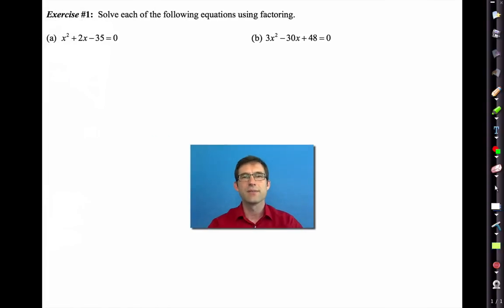In the last lesson, we saw one of the most important equation solving techniques ever invented, the zero product law. The zero product law said, if we have an expression equal to zero, and we're able to factor that expression, then we can figure out the zeros of the expression by simply setting each of the factors equal to 0. So, exercise 1 asks us to solve each of the following equations using factoring. What I'd like you to do is pause the video and see if you can do letter A, okay?